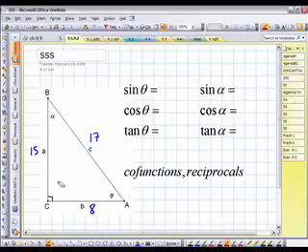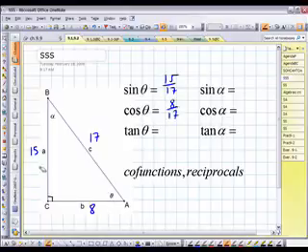So we're given the three side lengths, 8, 15, 17. And if you want to find sine of theta, it is SOH CAH TOA, so opposite over hypotenuse. So the answer would be 15 over 17. Cosine of theta, CAH, adjacent over hypotenuse, so 8 over 17. Tangent of theta, opposite over adjacent, so that's 15 over 8, which you could get by doing sine divided by cosine.